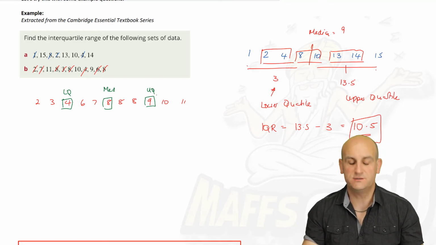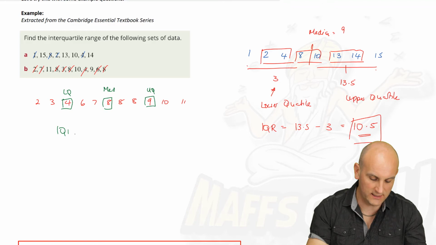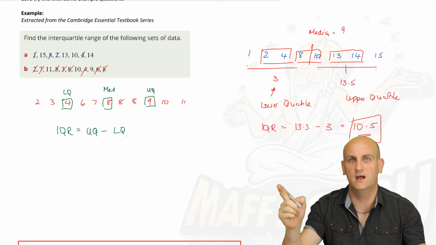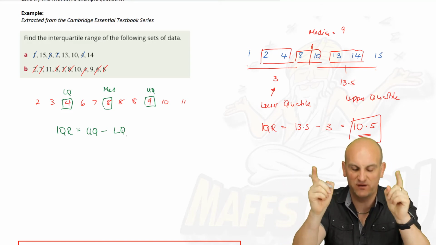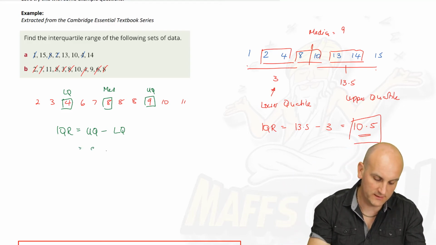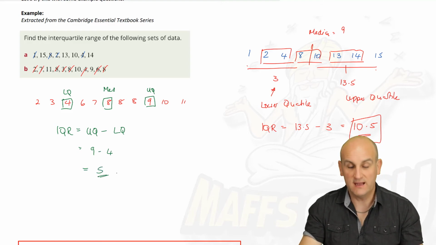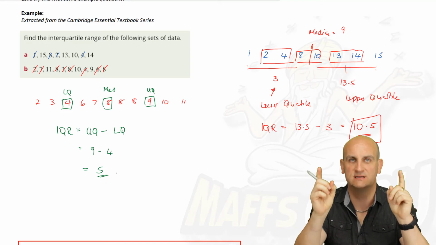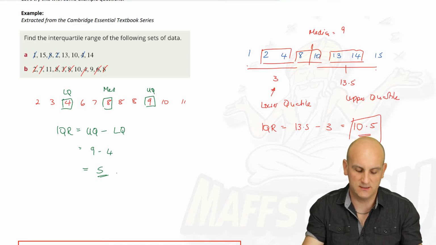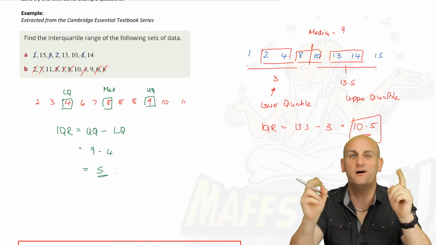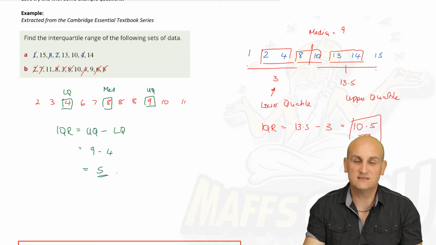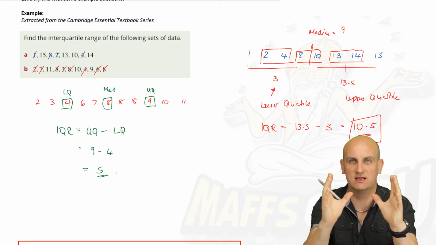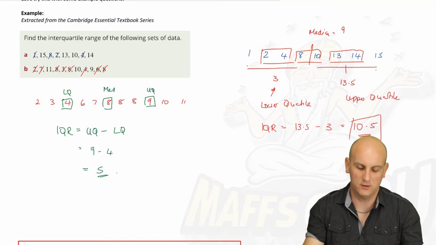So do I have all the information I need for my interquartile range? Well, I should think so, because my interquartile range now becomes the upper quartile minus the lower quartile, because that's 50% of my data. That gives me 9 minus 4, which gives me 5. And so there are 5 numbers gap between my middle 50% of the data there, and there were 10.5 numbers gap on my A. And we could say that part B was closer together. The data was squished closer together.